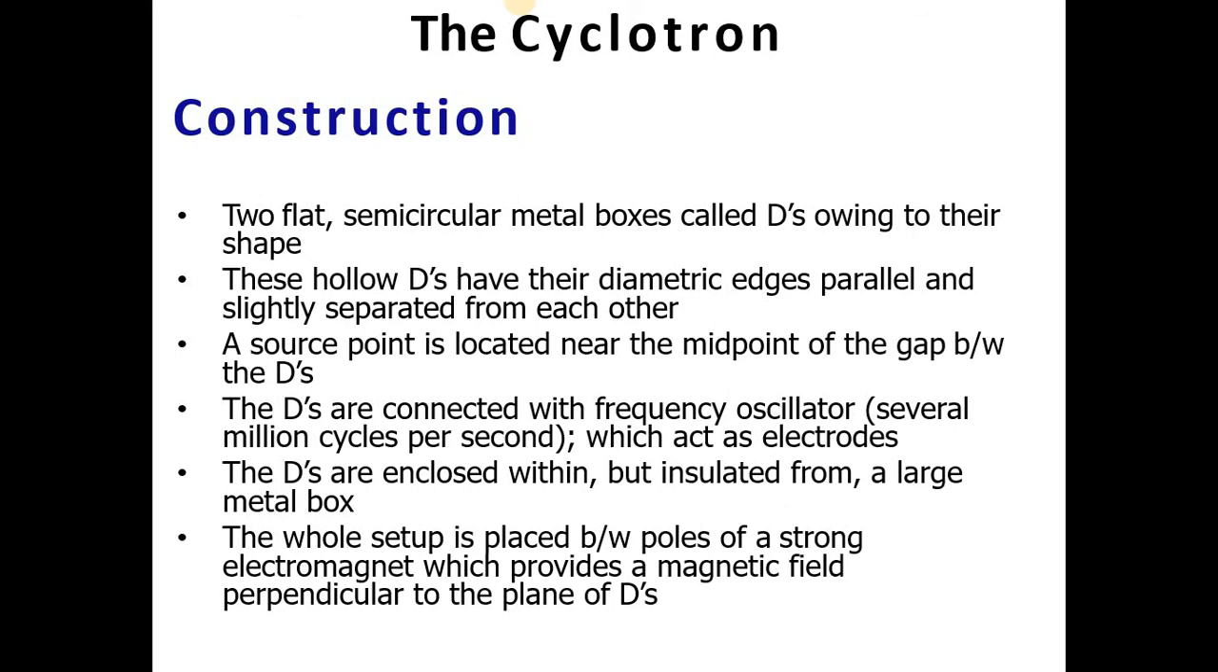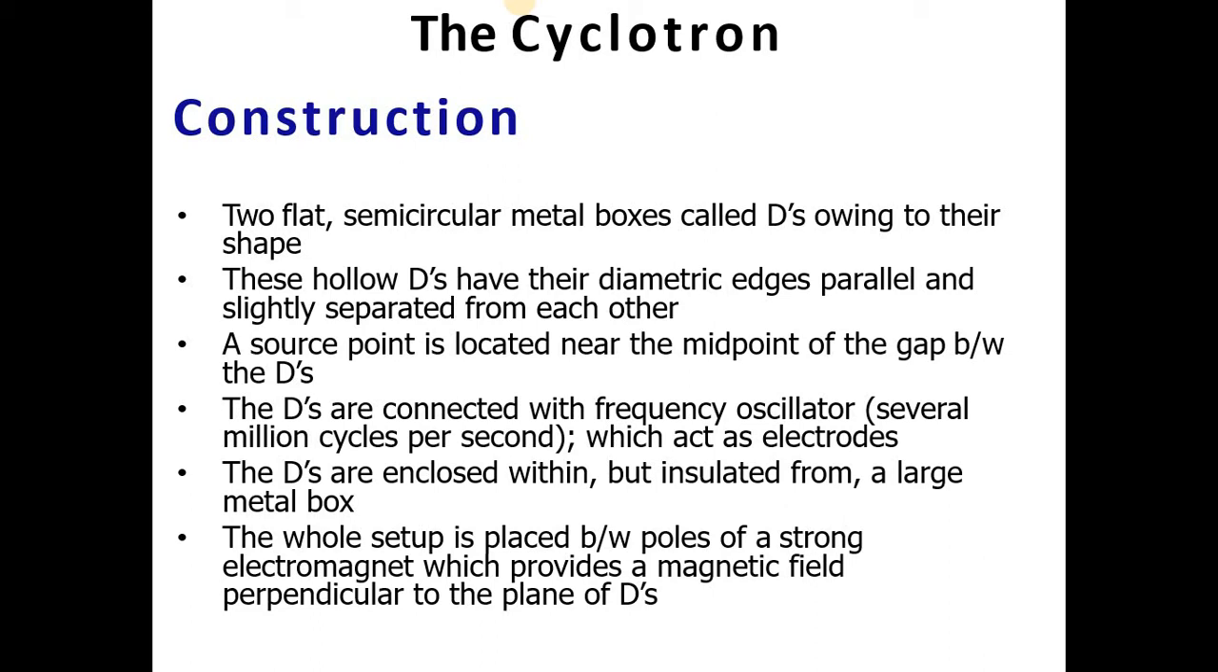Construction of the cyclotron. It consists of two flat semicircular metal boxes called dees owing to their shape. These hollow dees have their diametric edges parallel and slightly separated from each other. A source point is located near the midpoint of the gap between them. These are connected with a high frequency oscillator and act as electrodes. The dees are enclosed within, but insulated from, a large metal box.